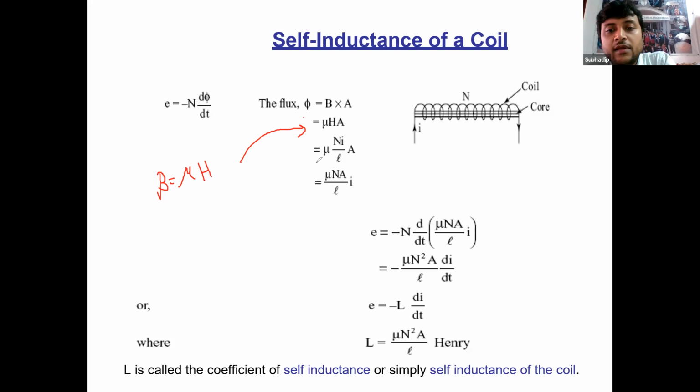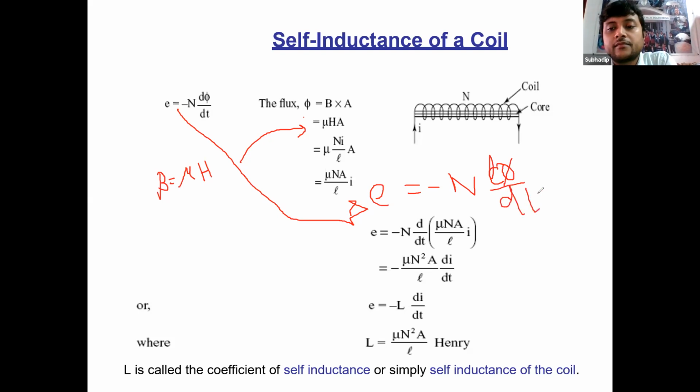Now we know that E equals minus N d phi by dt. So this N will be coming out here.